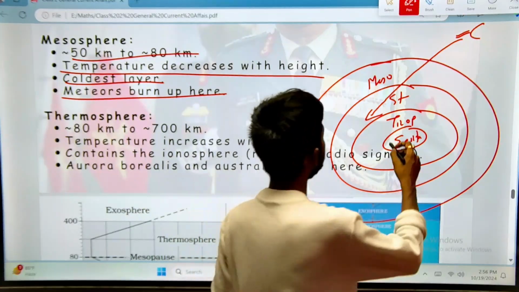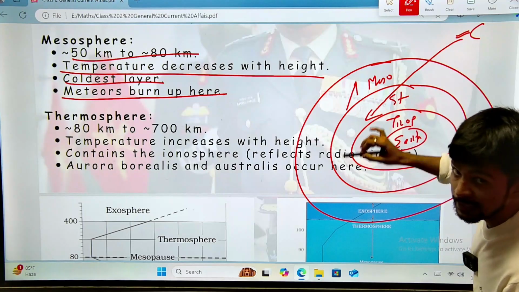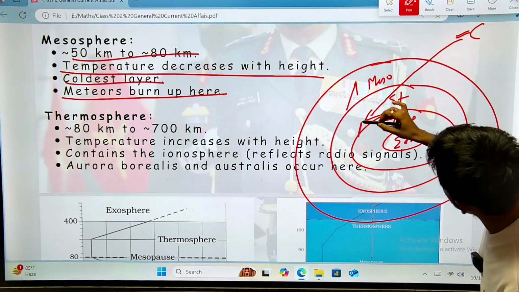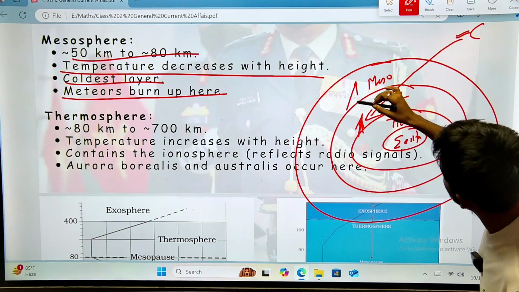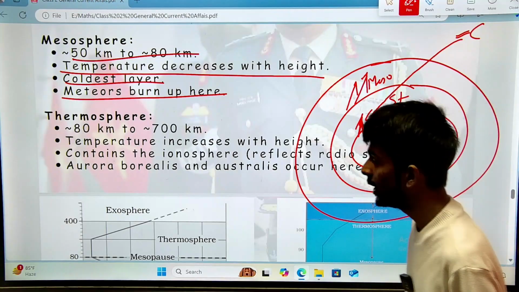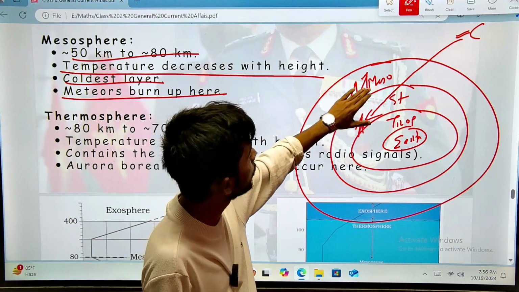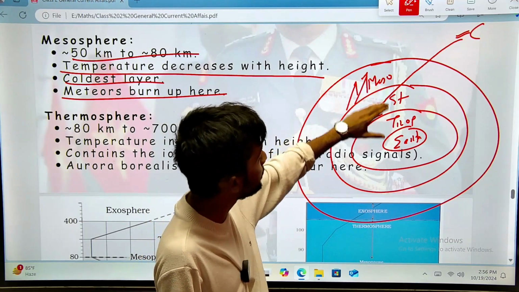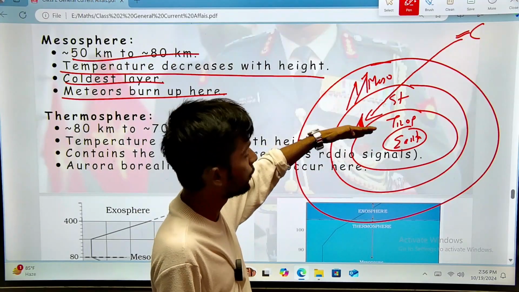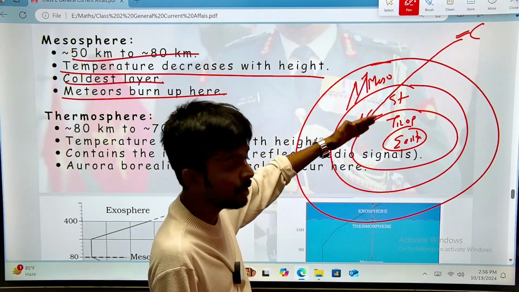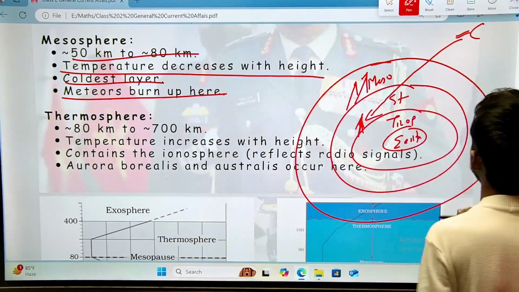So what happened? As soon as you are going upward, you are more distant from this boundary, so you are feeling lesser heat. That's why when you are increasing the height in the mesosphere, the temperature is decreasing, because there is no heating pattern of mesosphere itself. The heating pattern of mesosphere depends upon the heating pattern of stratosphere. So as soon as you get more height from the stratosphere, the temperature decreases. So this is mesosphere.